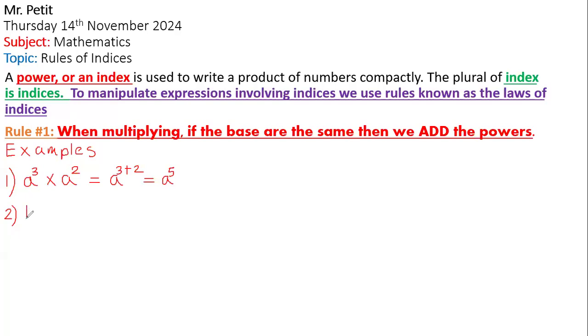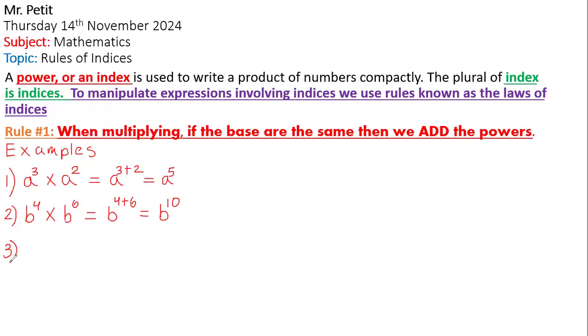Let's say we have b to the power of 4. I want to multiply that by b to the power of 6. What's going to be my answer for this one? b to the power of 10. You have to add them, right? 4 plus 6 is 10, so it's b to the power of 10. Very good.